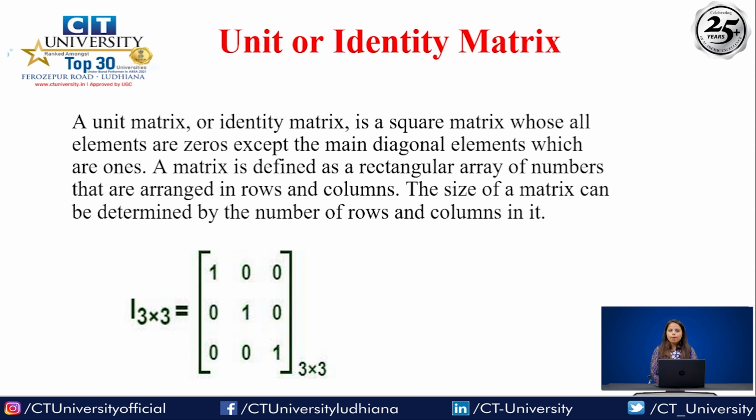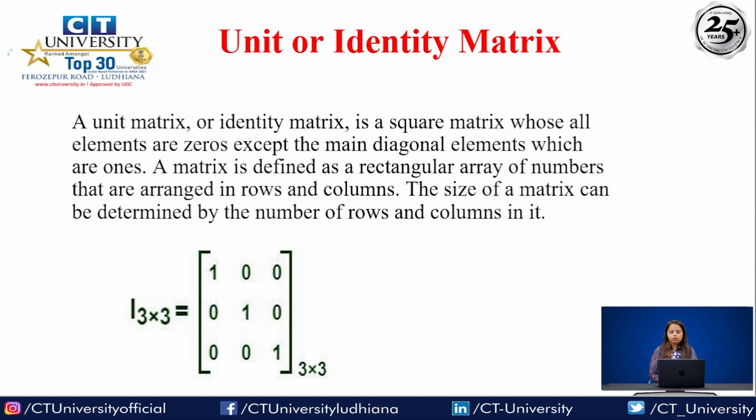Okay, a matrix is defined as a rectangular array of numbers. They are arranged in rows and columns. The size of a matrix can be determined by its rows and columns. So in simple language, what is a unit matrix? It is the one in which the diagonal entries are equal to 1 and all the other entries are equal to 0. Here is your example, and you denote the identity matrix as I.